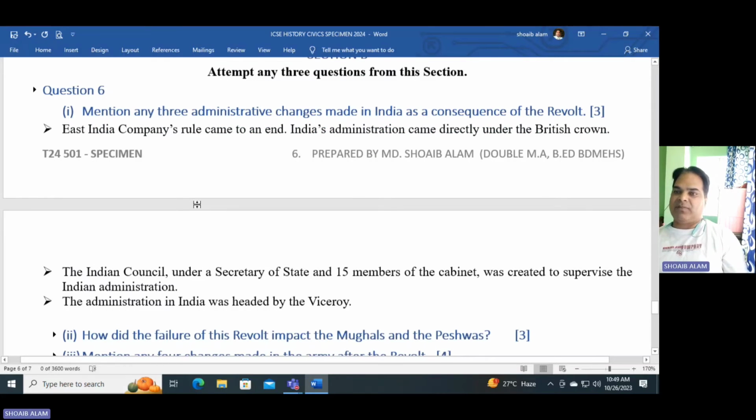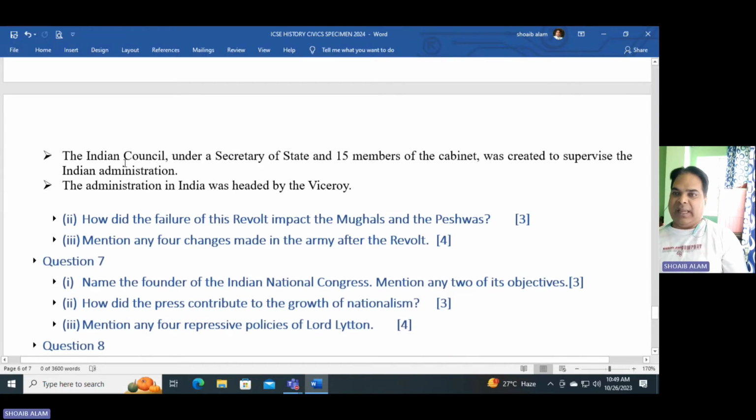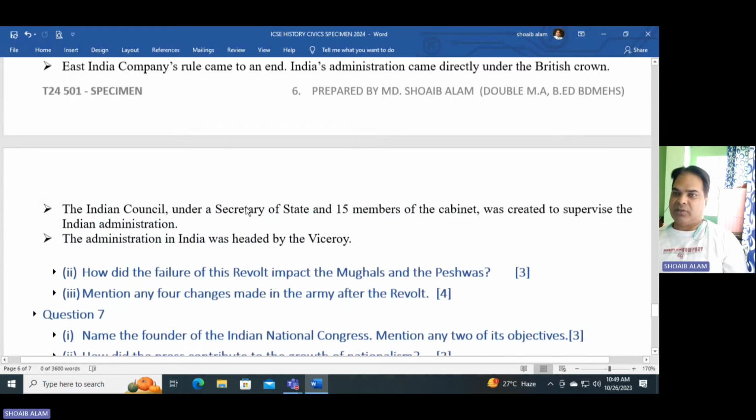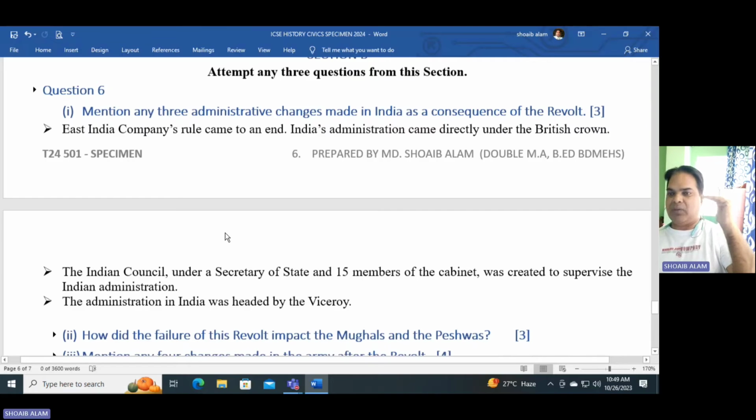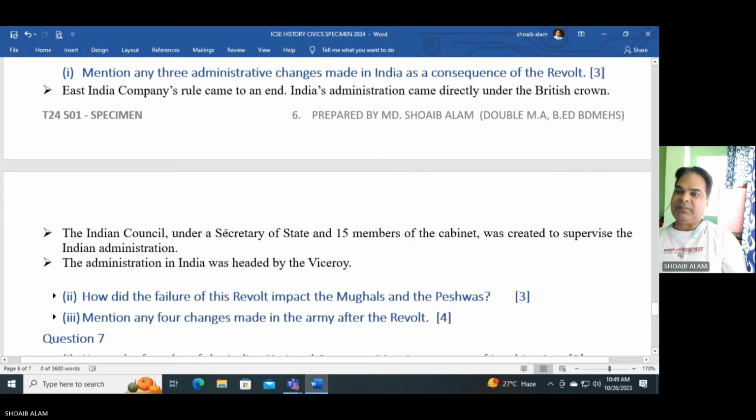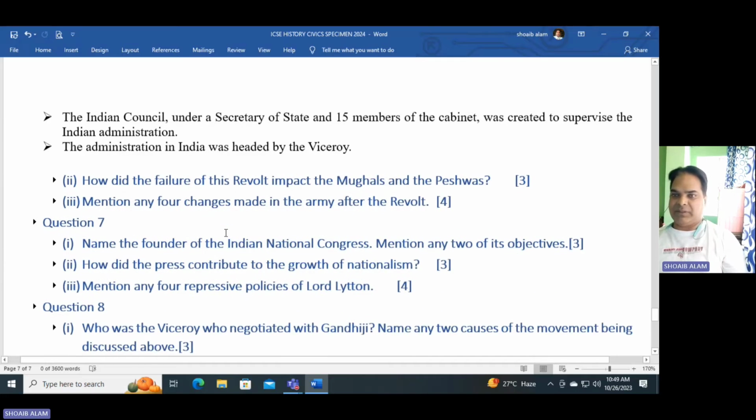So first of all, East India Company's rule came to an end, and India now was administered directly by the British Crown. The second one, Indian Council under Secretary of State and 15 members of cabinet was created to supervise the Indian administration. Administration in India was headed by Viceroy. So on the top, Queen, British Crown, then below her or him, Secretary of State of India, and then on the third row, it was the Viceroy. Okay. Crown, Secretary of State of India, and the Viceroy. And the Secretary of State was assisted by 15 members.